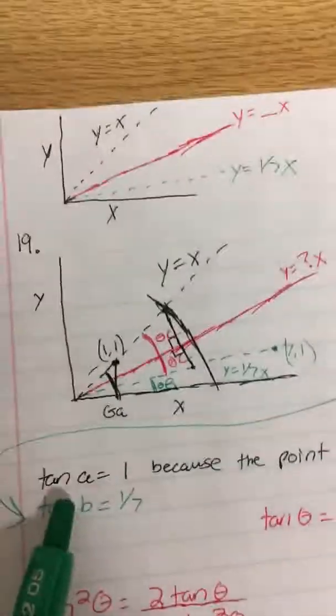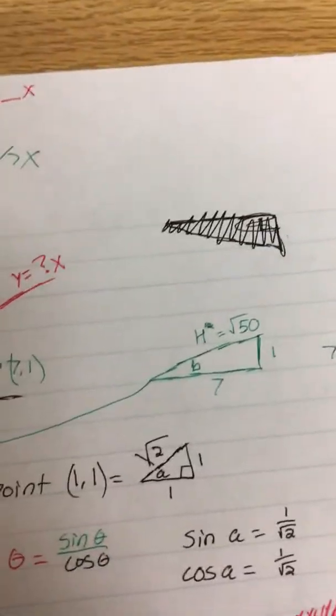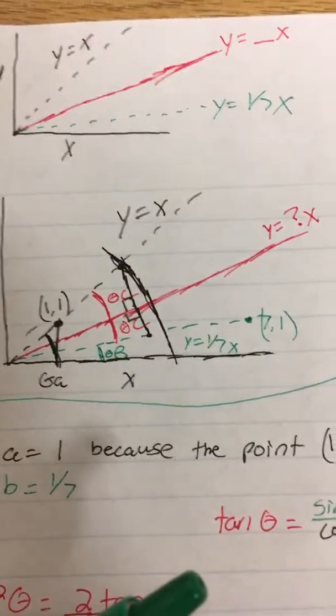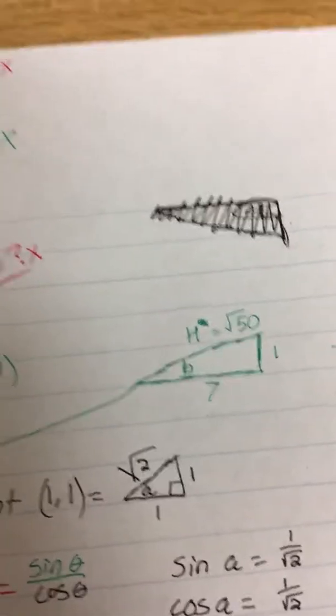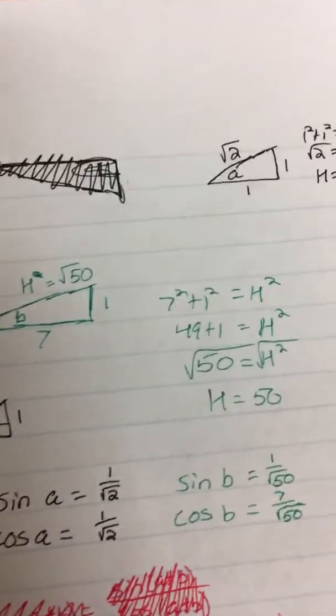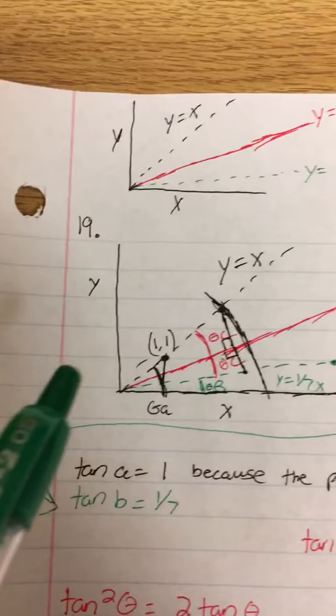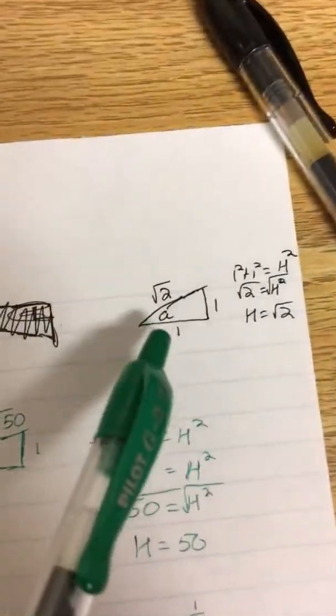And when you do that, you get two right triangles here formed. So for the green one, since we have y equals 1/7 x in green, you have an x value of 7, a y value of 1. You do the Pythagorean theorem here to find the hypotenuse, which is the square root of 50. And the same can be done with the black line here. So you have the point 1, 1, making this 1, 1, square root of 2, once you do the Pythagorean theorem right there.